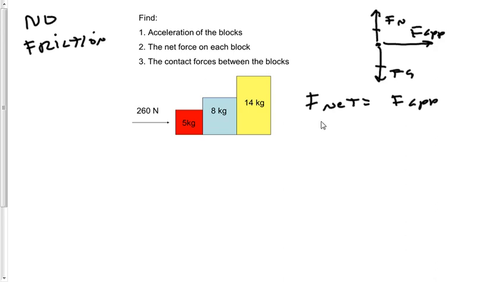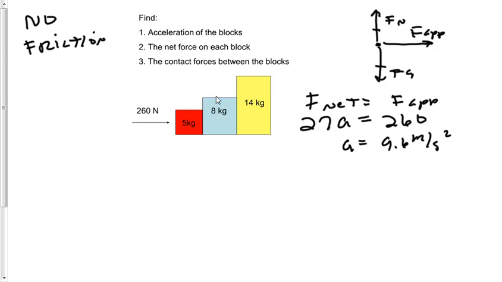So what do we plug in for force net? Well, we must add all masses together. So 5 plus 8 plus 14 would be 27 times a equals the 260 newtons. Acceleration, then, will be equal to 9.6 meters per second squared.